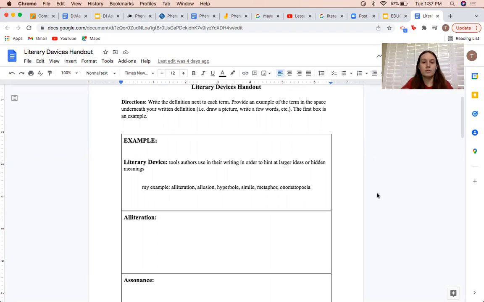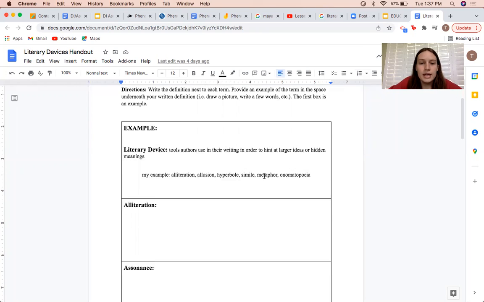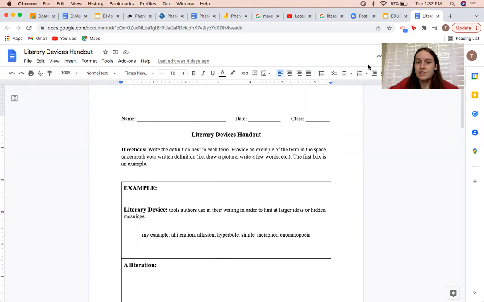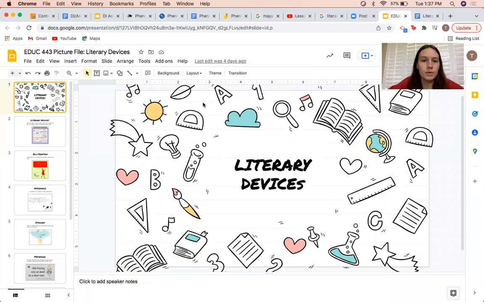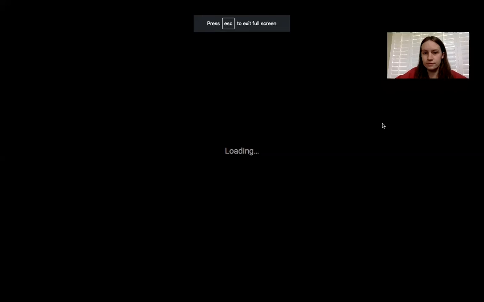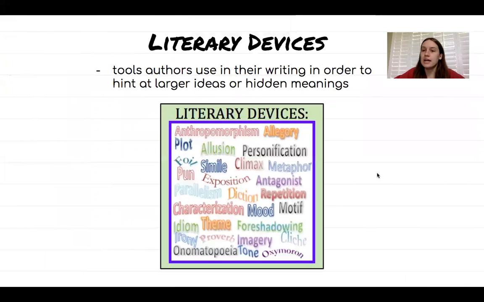I do better with written examples. So as you can see, I've written out my example. The first term is literary device itself. As you can see, I've included the definition and an example of what a literary device could be. So have your literary device handout in front of you as I go through this presentation. As I showed you, this is what it would look like. On your handout, you should see it has the term literary devices for this one, the definition, and then some different examples for you to write down.